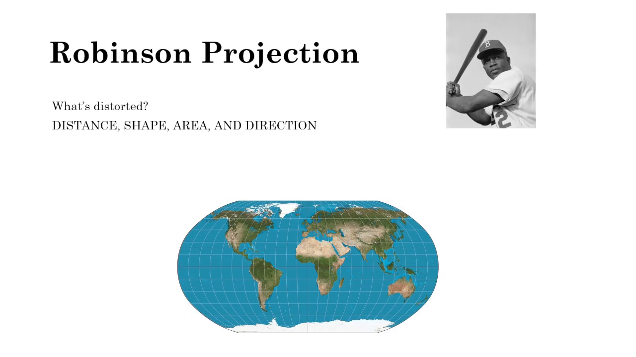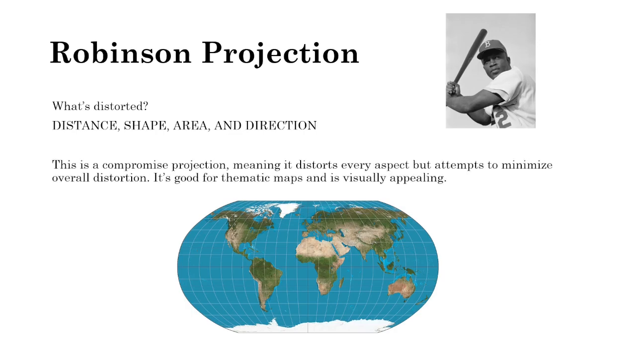Minimized, but still distorted. I mean, Greenland and Antarctica still look kind of big. This is called a compromise projection. So everything's distorted, distance, shape, area, and direction, but the distortion is minimized. And they do this to minimize the overall distortion. And it's good to have for thematic maps because it's visually appealing.